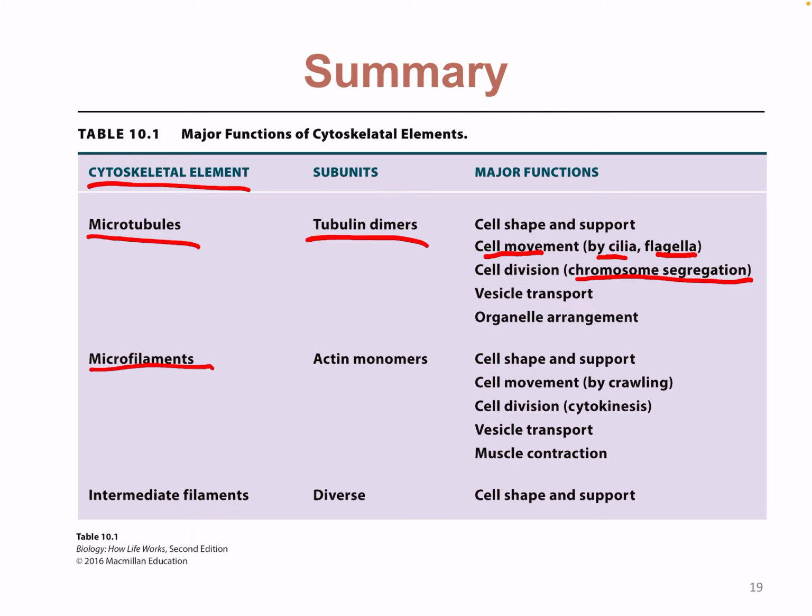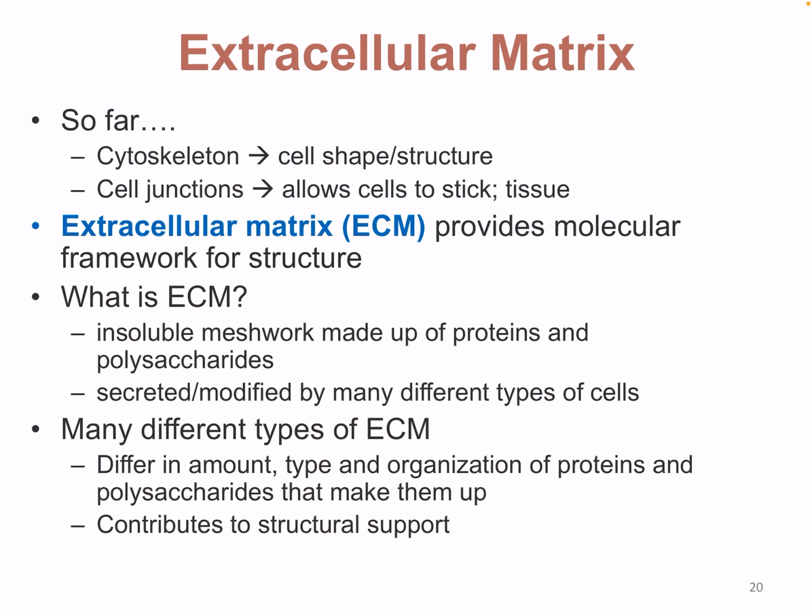Then we have our microfilaments, which are made up of actin monomers, which help in cell shape and support, and help with cell movement by crawling, which involves those motor proteins. They're involved in cell division or cytokinesis, the splitting of the daughter cells, vesicle transport, and muscle contraction, like we said, actin and myosin. We have our intermediate filaments, which are quite diverse, but they're mainly involved in cell shape and support, like that steel cable we saw.